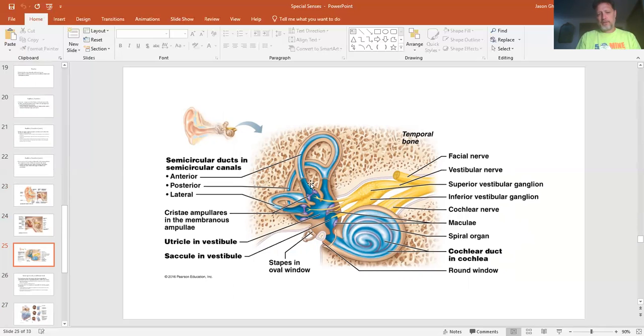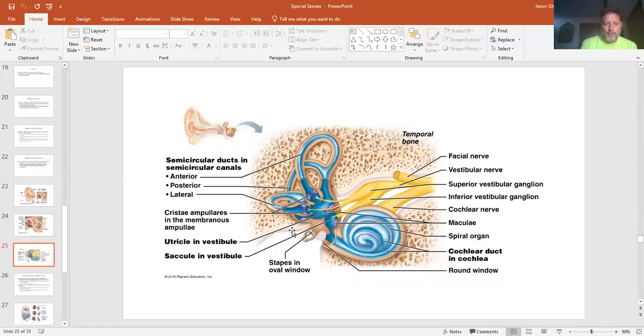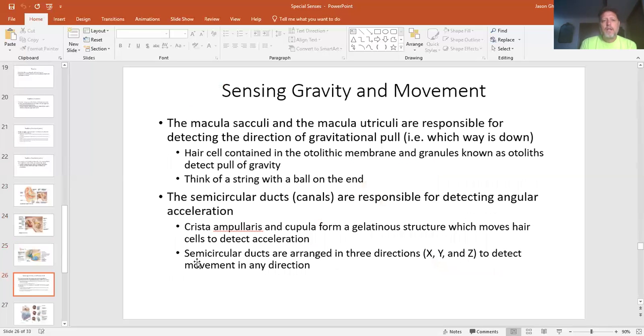Here are your semicircular canals. Notice that we have them in three directions for the X, Y, and Z of your positioning, because that's how we know we're spinning, or whether we're going up, down, left, or right. So we come back up over here. We're talking about these right here, the maculae, and then you have your utricle and the saccule.